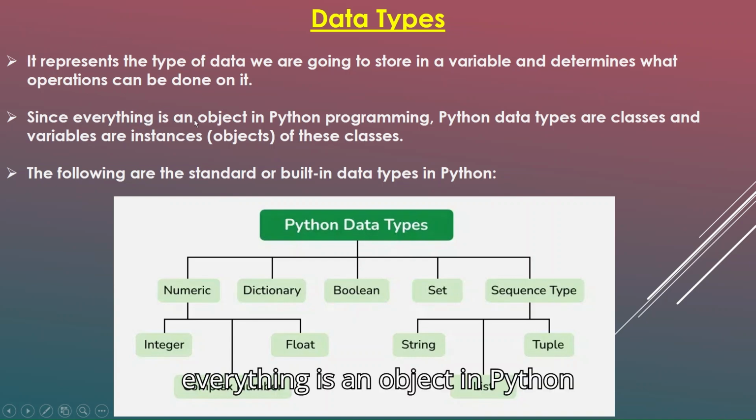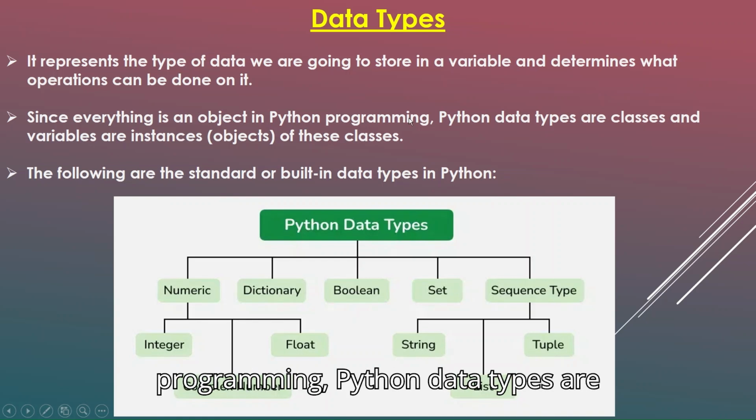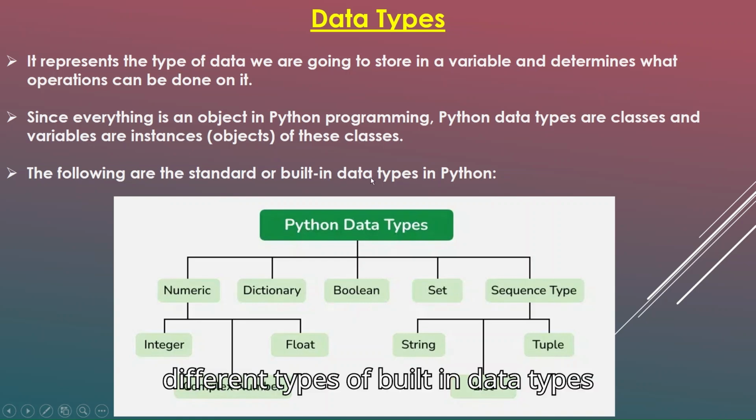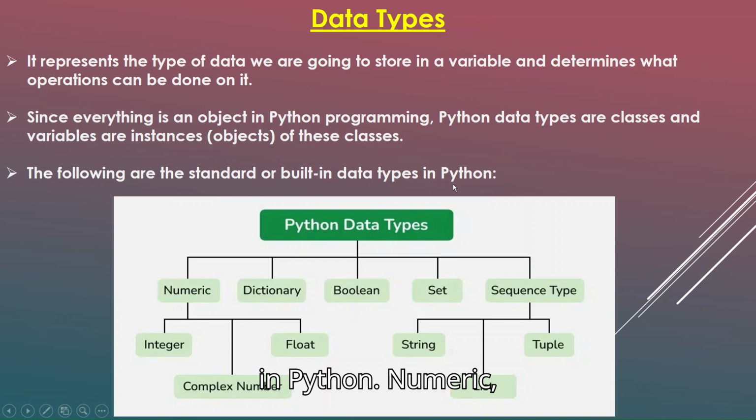Since everything is an object in Python programming, Python data types are classes and variables are instances, nothing but objects of these classes. There are different types of built-in data types in Python: numeric, dictionary, boolean, set, sequence type.